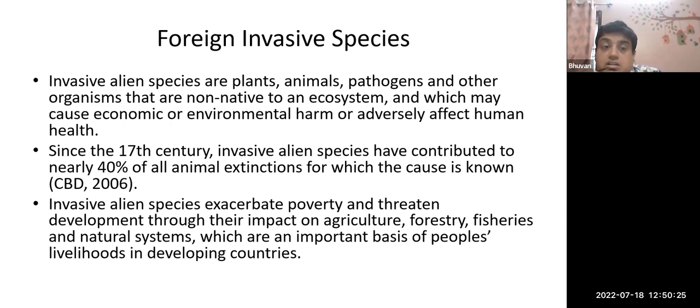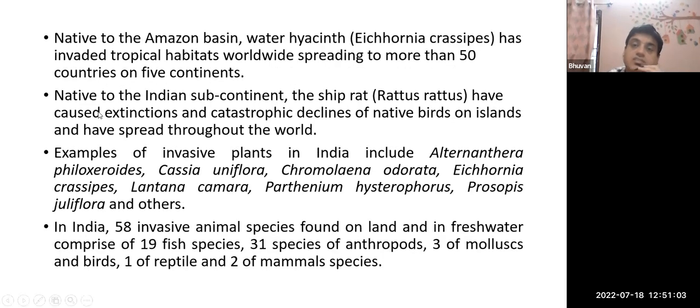So if you see, according to the Convention on Biological Diversity, 40% of animal extinctions are caused by invasive alien species. So they are impacting in large numbers, and it is still going unnoticed. If invasive species are not controlled, they can increase poverty and threaten development, because they can impact the sectors of agriculture and forestry, and they can also hamper the ability of natural systems to provide various kinds of ecosystem services. So here are some examples of these invasive plants and animals.